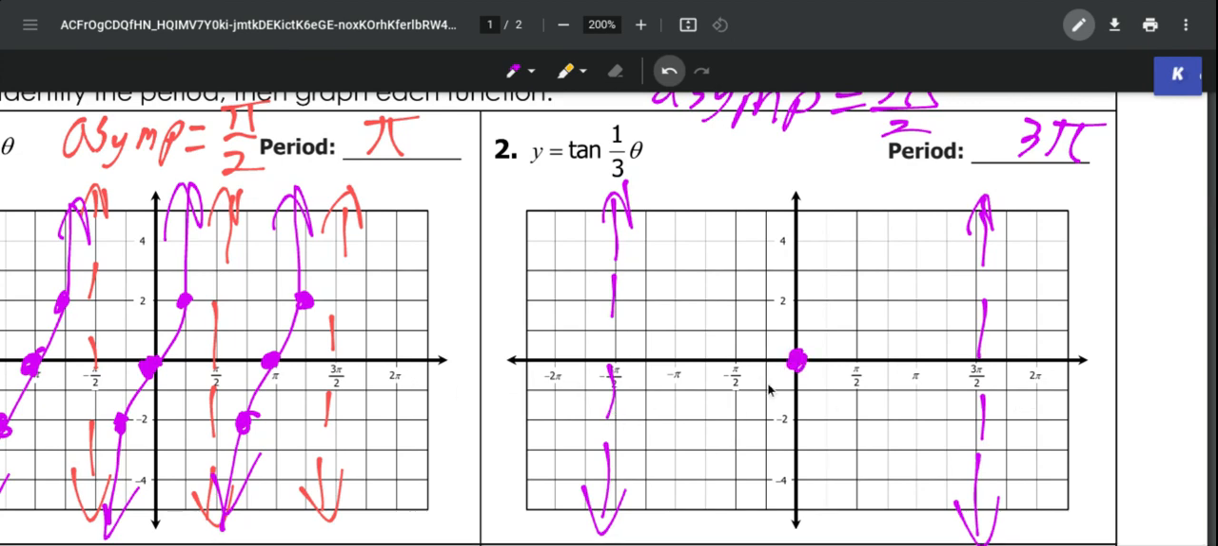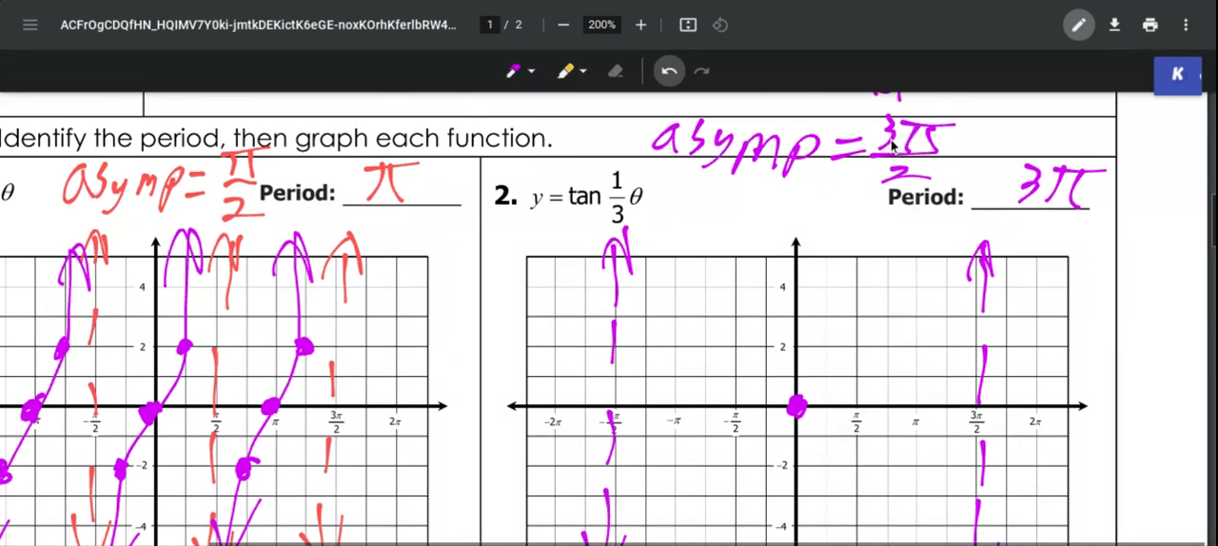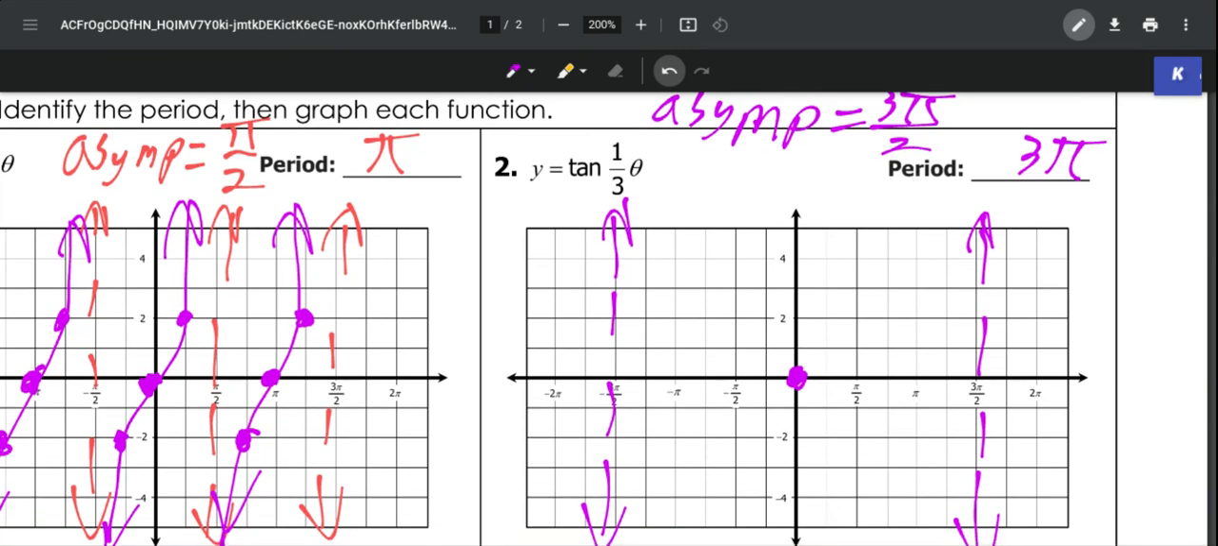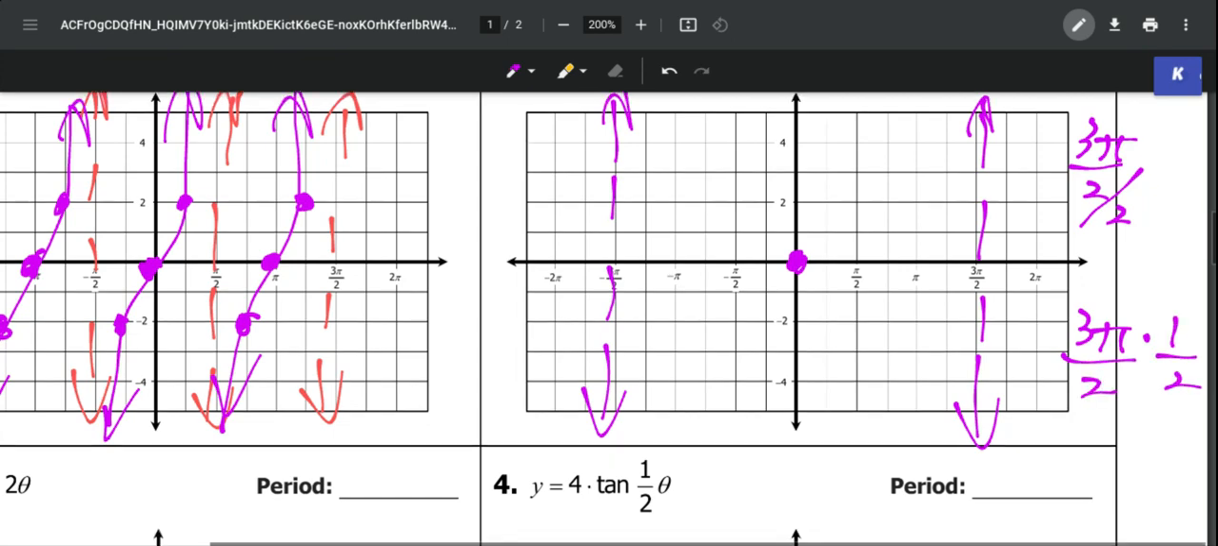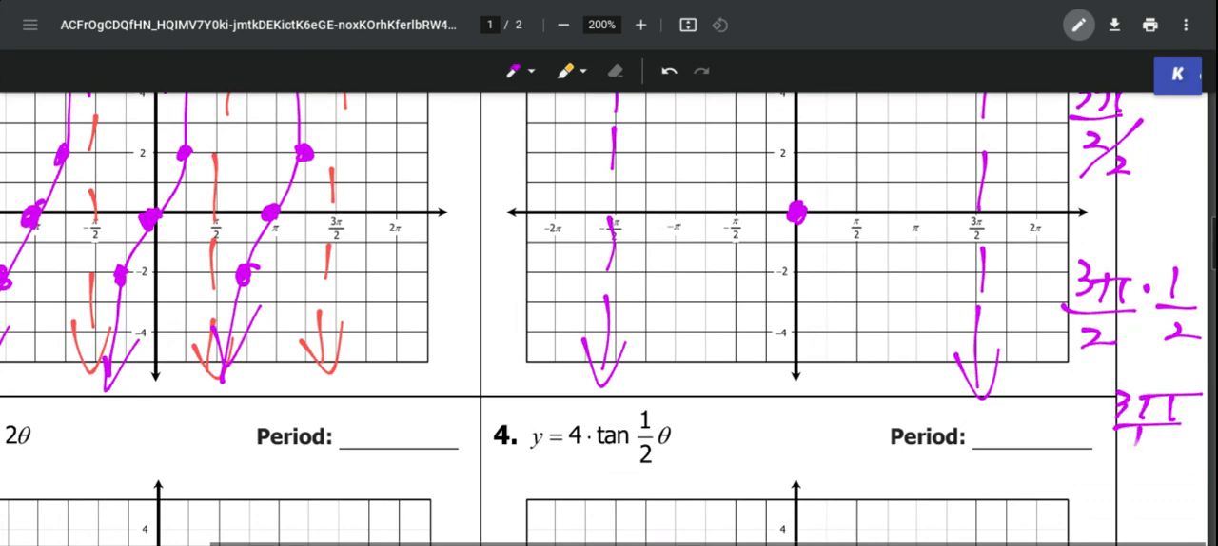Now, in order to find our 2 points we need as our guides, we're going to take 3 pi over 2, and we're going to divide that entire thing by 2. So then what would end up happening is we would get, let's see, 3 pi over 2, divide all of that by 2. That's going to end up giving us 3 pi times 2 over 2, which, no, that wouldn't actually. It would be the same thing as saying, 1/2. Okay, so it'd be 3 pi over 2 times 1/2. So that would give us 3 pi over 4.